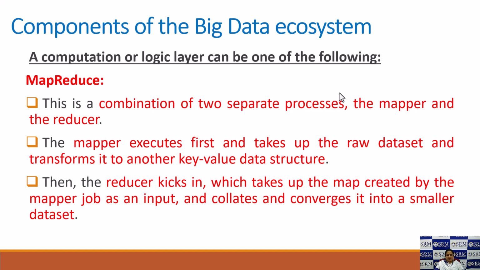So the reducer kicks in, which takes up the map created by the mapper job as an input, collates it and converges it into a smaller data set. Right, so both of them put together. With the key value only, for example, I told in the class that the J, K, L section students are there. How do I divide the whole class based on their register numbers? This register belongs to J section, then K section, L section. Like that we can have a key value J, K, L, and then map it out, right?